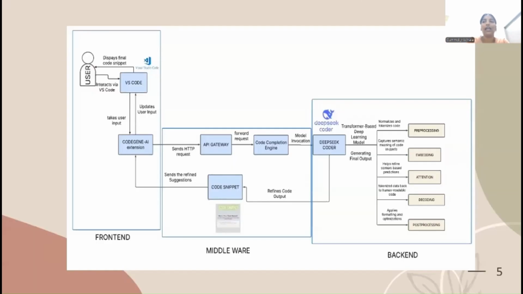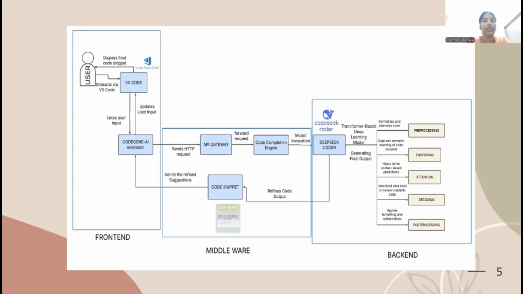And this is our architecture diagram. Here, first the user communicates through VS Code and sends the input, and this input makes an HTTP request to Axios. That request is forwarded to FastAPI, which sends the request to DeepSeek Coder, and that will undergo pre-processing, embedding, attention, decoding, and post-processing. The refined code output will be sent to the extension, and the output will be displayed to the user.